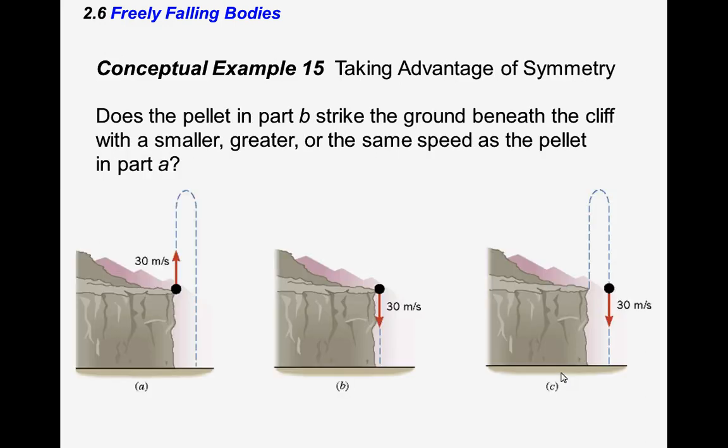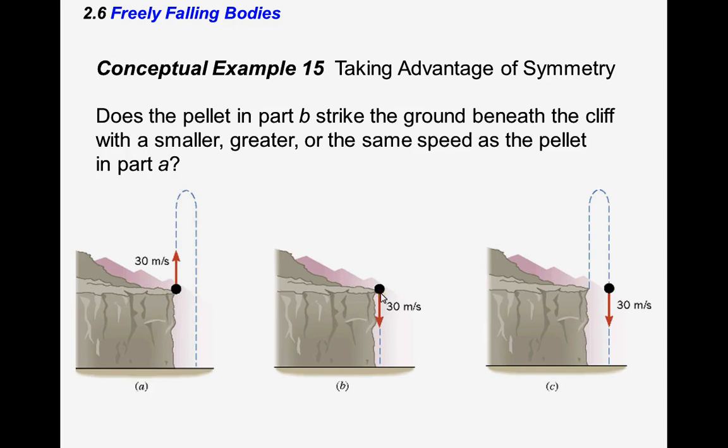All right, we can take advantage of symmetry. So if we launch something up off of a cliff and then we drop it off the cliff, the thing that we can know is that with constant acceleration, it will slow down, slow down, slow down till it stops, and then speed up till it achieves the same velocity on the way down as it had on the way up. So that's true for anything.